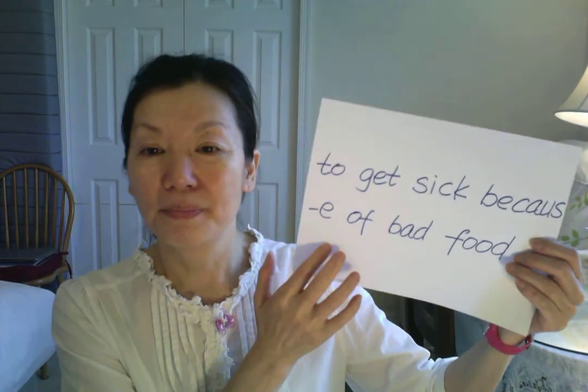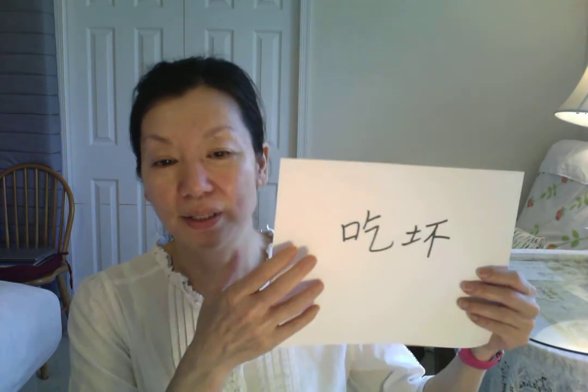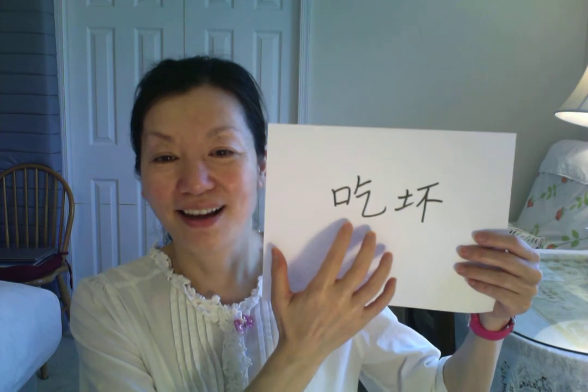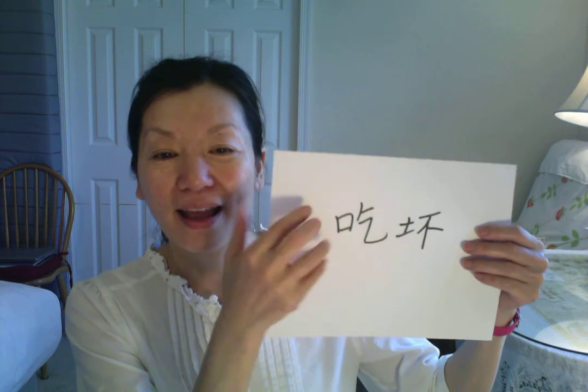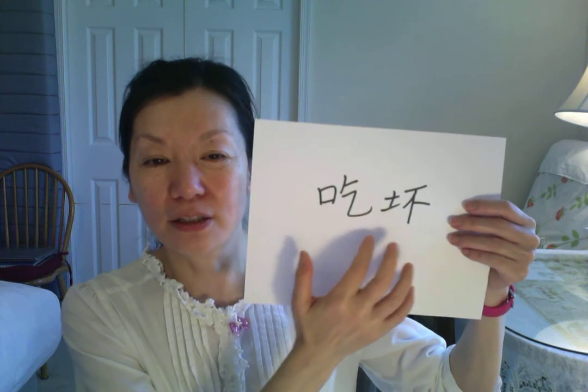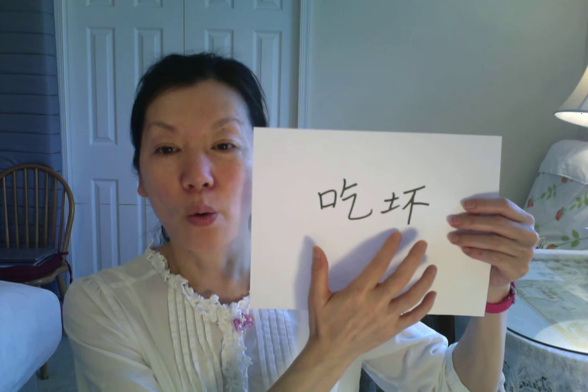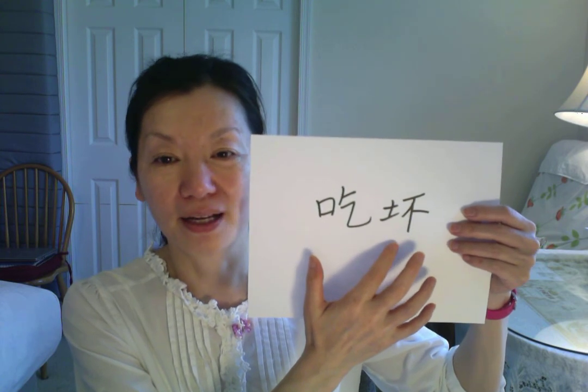To get sick because of bad food. Yeah, okay, to get sick from bad food, right? We say, this one we know: 吃. 坏. 吃坏. One more time. 吃坏. This is pronounced 坏, but 坏 means broken. Something broken. Cannot work. 吃坏. Okay, one more time. Let's check the pinyin here. 吃坏. Okay, the next one.